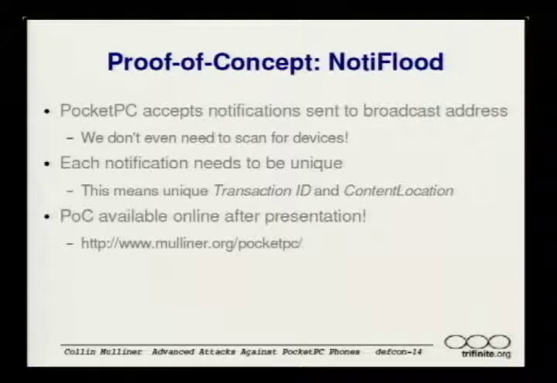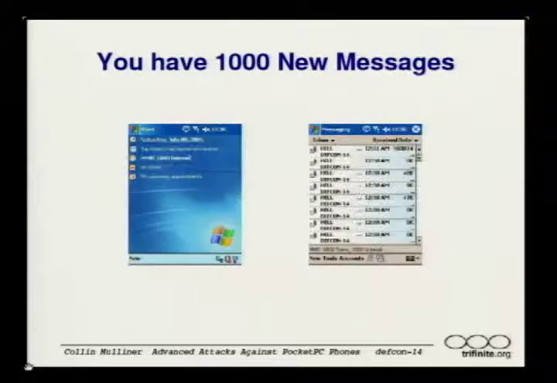The trick for the flooding is to make the phone believe each message is of course a new message, and we just have to have a unique transaction ID and content location. So if you look at the slides later, with the notification printout, you can see what parts you have to modify in order to have a nice, small, unique notification message. And yeah, that could happen to you today if I put the tool online.